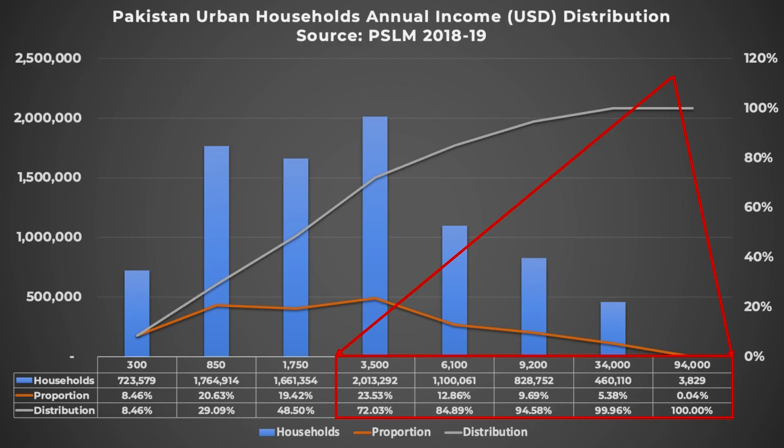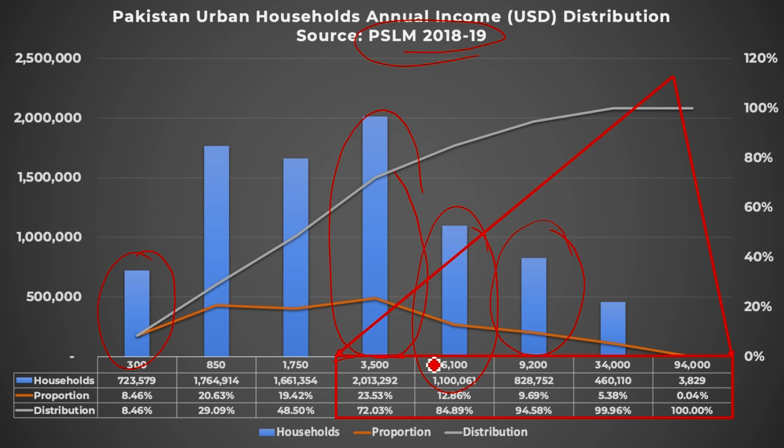Here's the same data presented in a more visual format. Each of these bars, the blue bars, represents the count of households in that specific bucket. People who earn less than $300 a year in annual income, urban households in Pakistan using the PSLM 2018-2019 dataset, is about 700,000 households. The one that represents $3,500 a year is about 23% or 2 million households. The one that represents 6,100 is about a million households. The one that represents 9,200 is about 800,000.